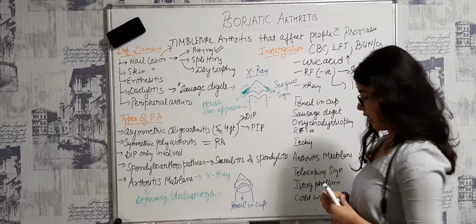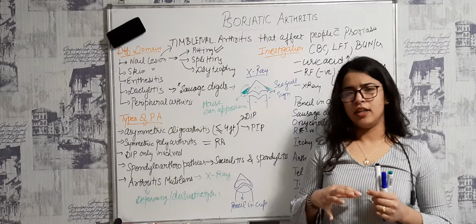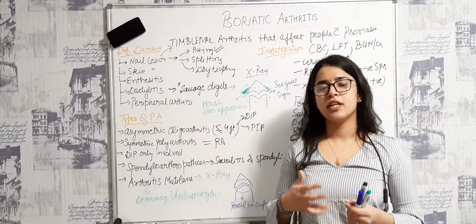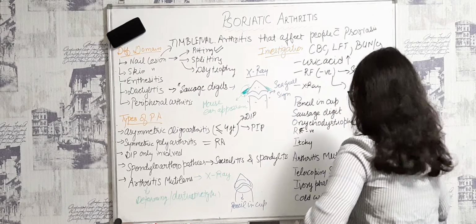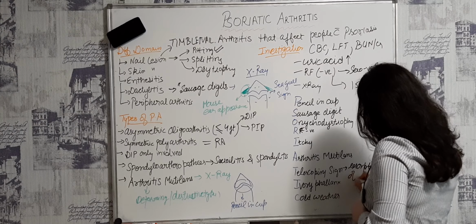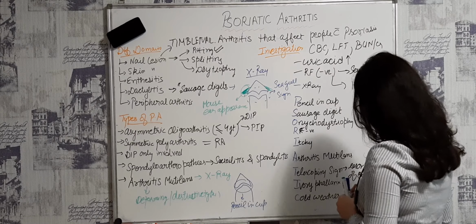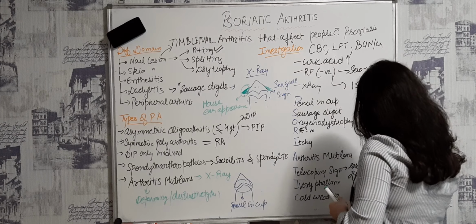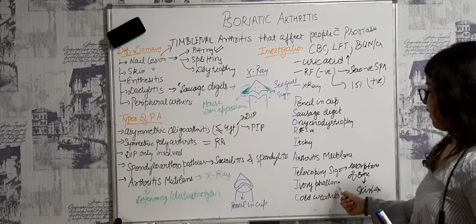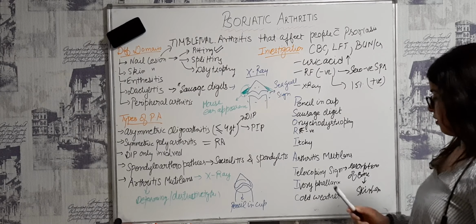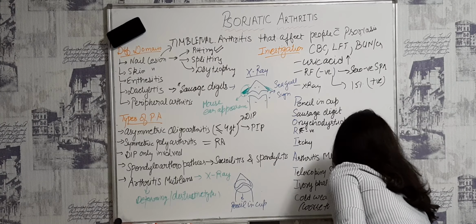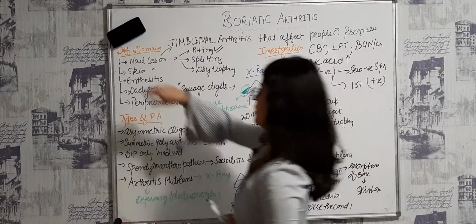What is telescoping sign? It is generally when the skin of the phalanx becomes so lax because of the resorption of the bone that you can move the skin and the phalanx in and out. So it is nothing but resorption of bone, and in turn the skin becomes lax and you can move it in and out. And you will see an ivory phalanx on X-ray, and cold weather will worsen the condition of the patient. So this is about the investigation.